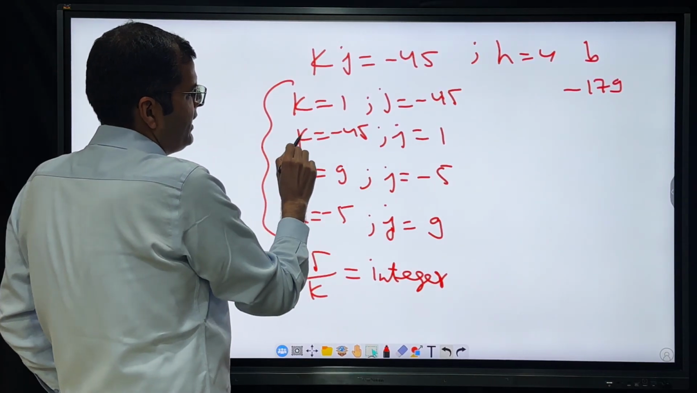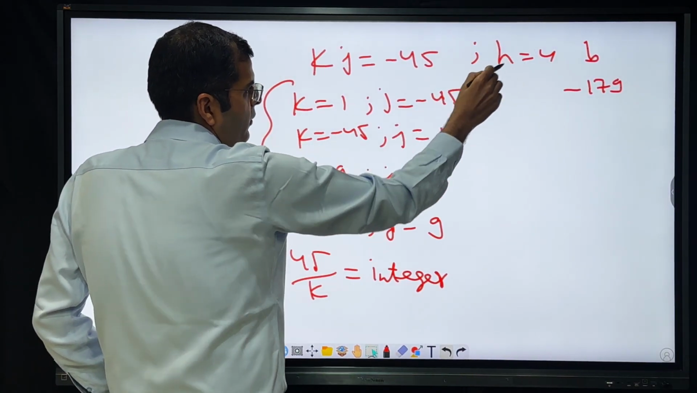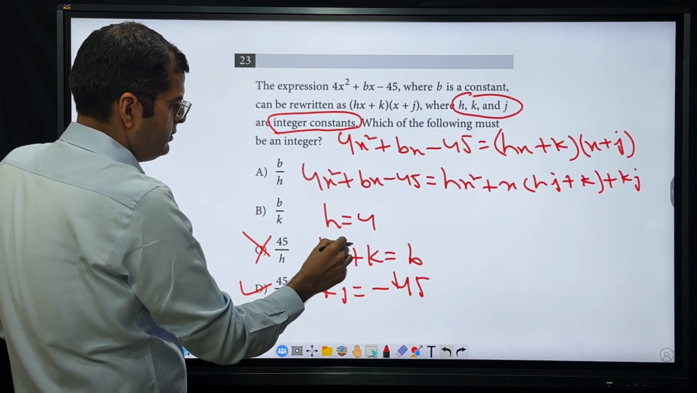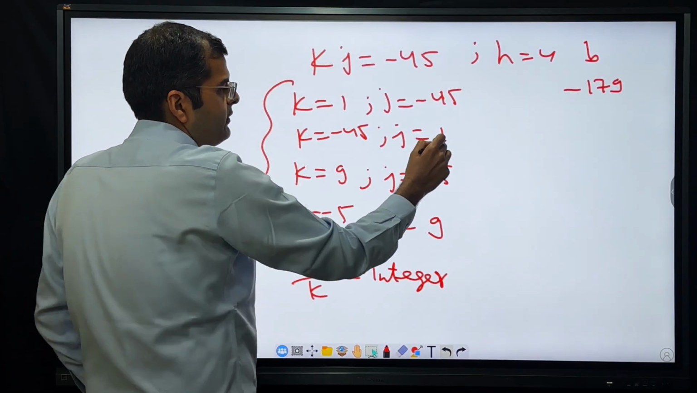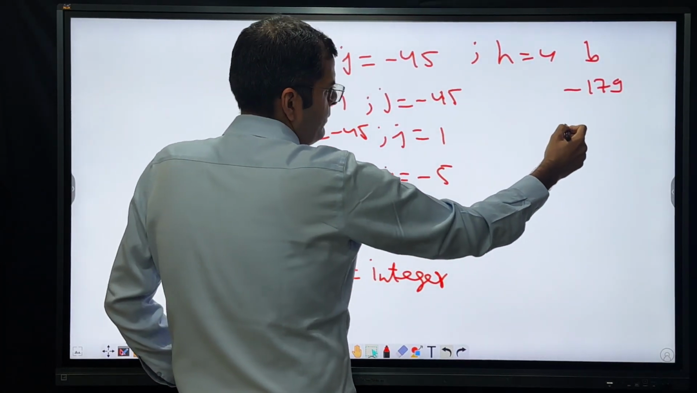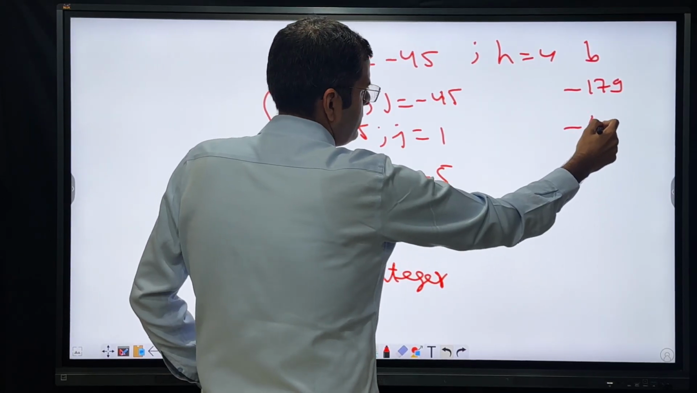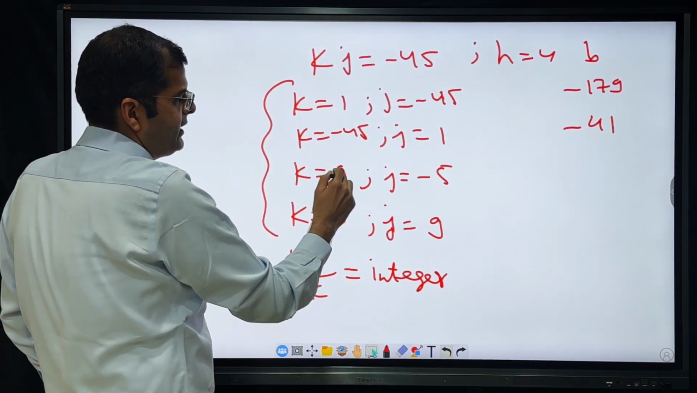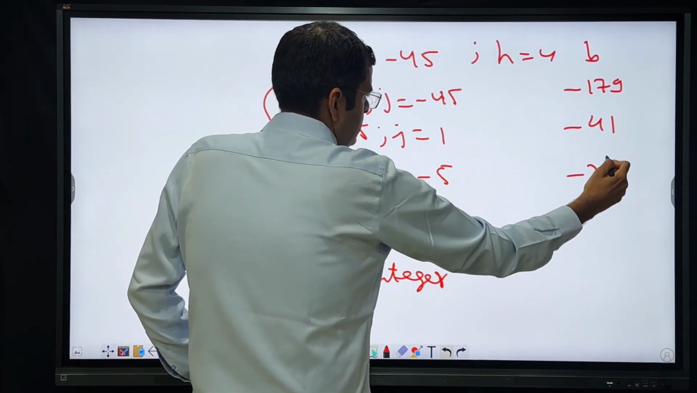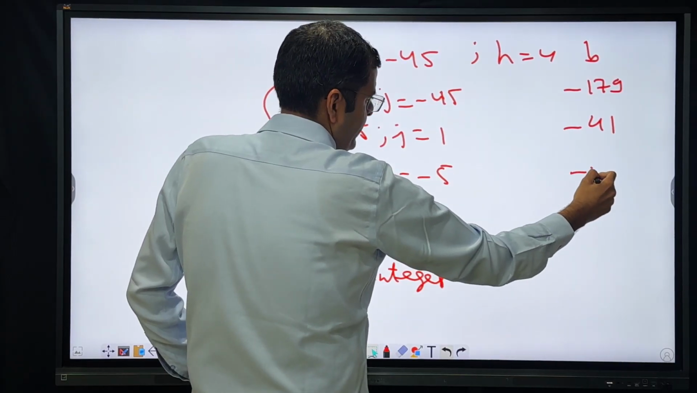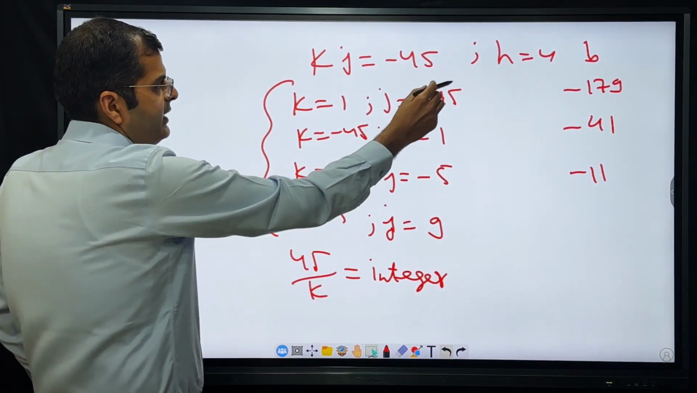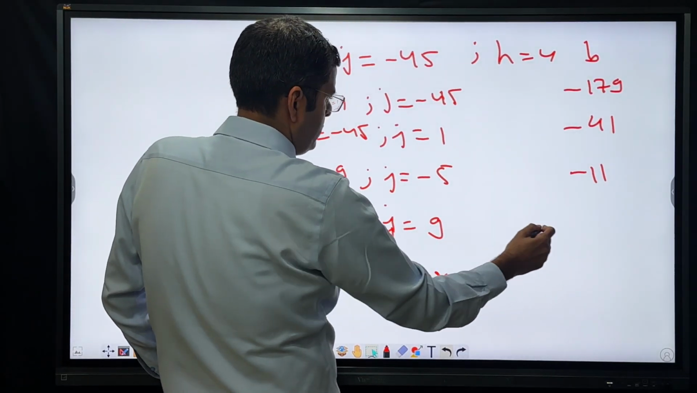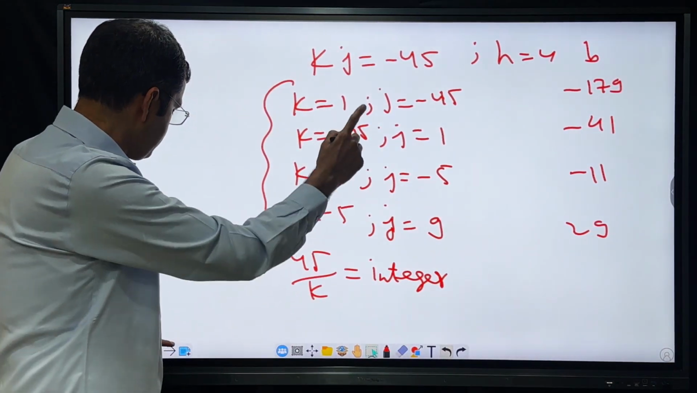When k is minus 45, j into 1, h into j, 4 into 1 is 4, plus k, h into j plus k. So 4 into 1 is 4, 4 minus 45 is minus 41. Then h into j plus k, 4 into minus 5 is minus 20, minus 20 plus 9 is minus 11, and then 4 into 9 is 36, 36 minus 5 is 31. So these are the values of b I get.